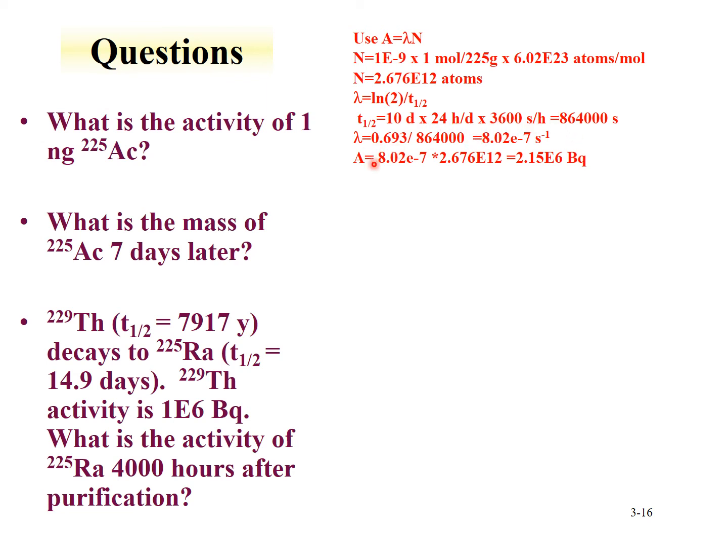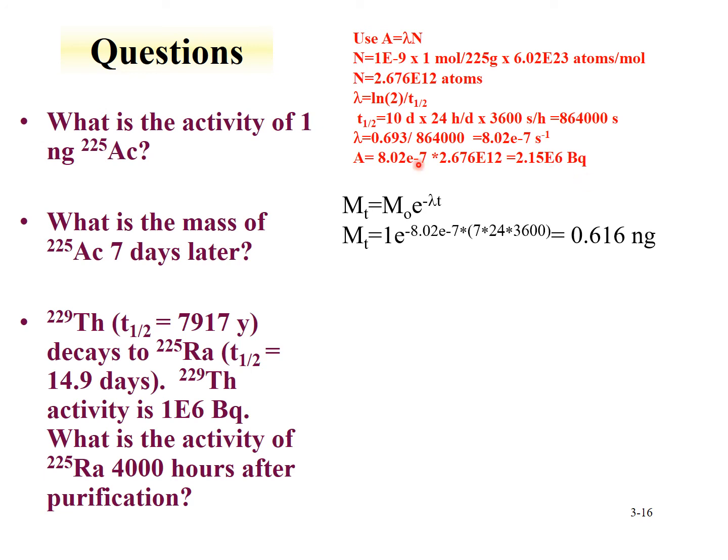Now we plug those values in. Activity equals lambda times N. And a nanogram of actinium-225 is about 1,000,000 becquerel. And that's close to what's used in medical applications of actinium-225. It'll be, let's say, from 1 to 10 nanograms. So 7 days later, what's the mass of that actinium?